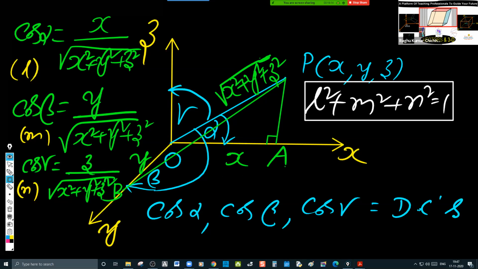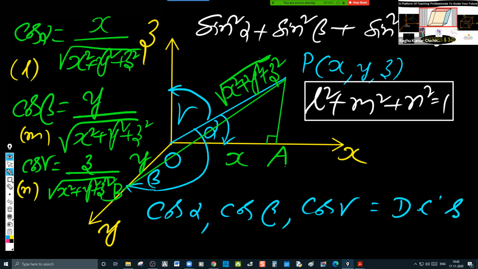in the objectives if the question is to be asked. You may be asked to find out sine square alpha plus sine square beta plus sine square gamma, question mark. This can be asked in the objectives. Then in that case, you must be knowing what is cos square alpha plus cos square beta plus cos square gamma. Do you tell me now? This is nothing but L square plus M square plus N square. It's nothing but cos square alpha plus cos square beta plus cos square gamma.